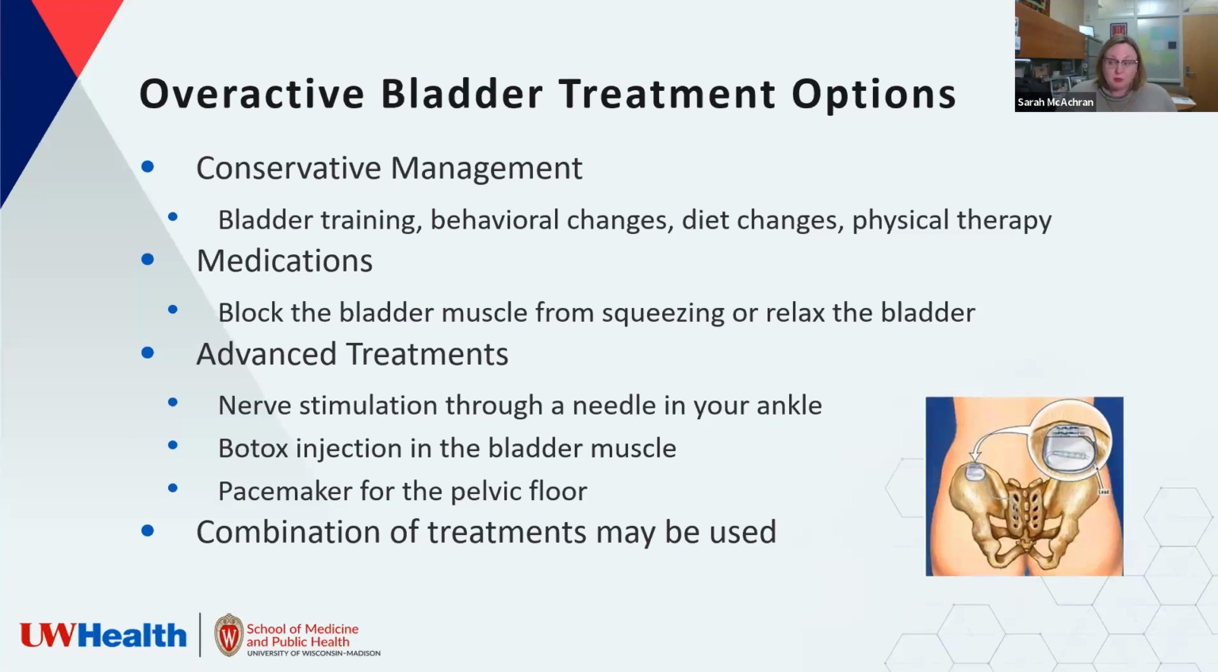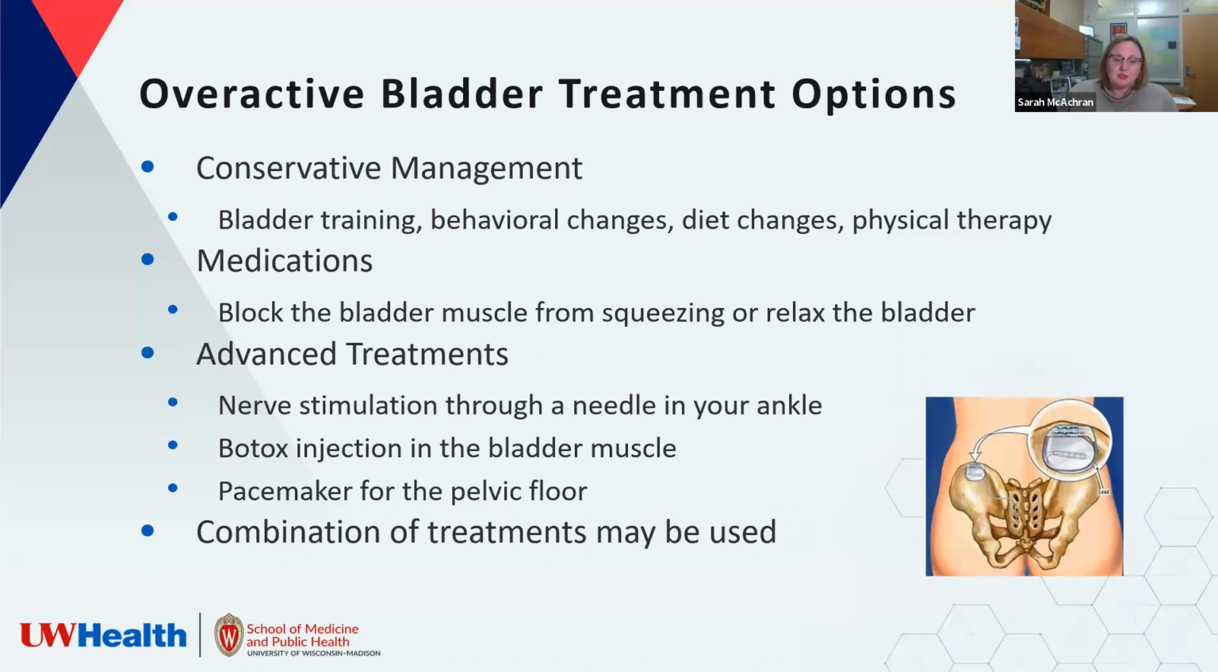So overactive bladder, which is that urge urinary incontinence, starts with just basic conservative management, working on some bladder training and urge suppression techniques, sometimes with our physical therapists. Some behavioral and dietary changes can make a difference. All of the medications that you see advertised on television are for urge urinary incontinence. The "gotta go right now" medications, or the cute little bladder that's leading the lady around. Those are all for urge urinary incontinence.